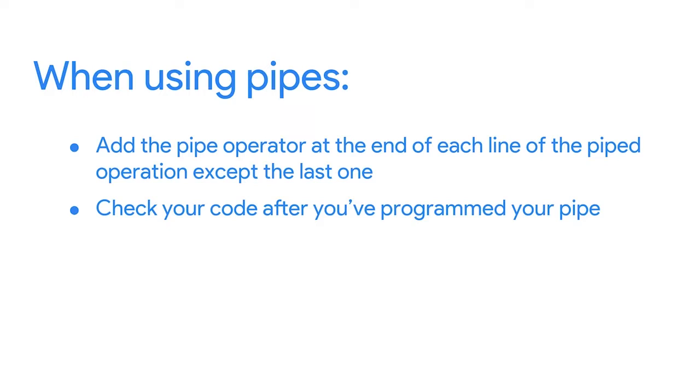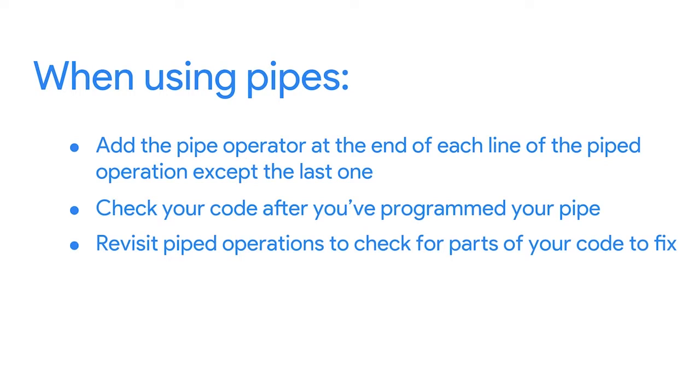Then, you can revisit the piped operation to check for parts of your code to fix. With the other methods we showed you, it'd be more of a challenge to find the messy parts. Another reason to use pipes when you can.